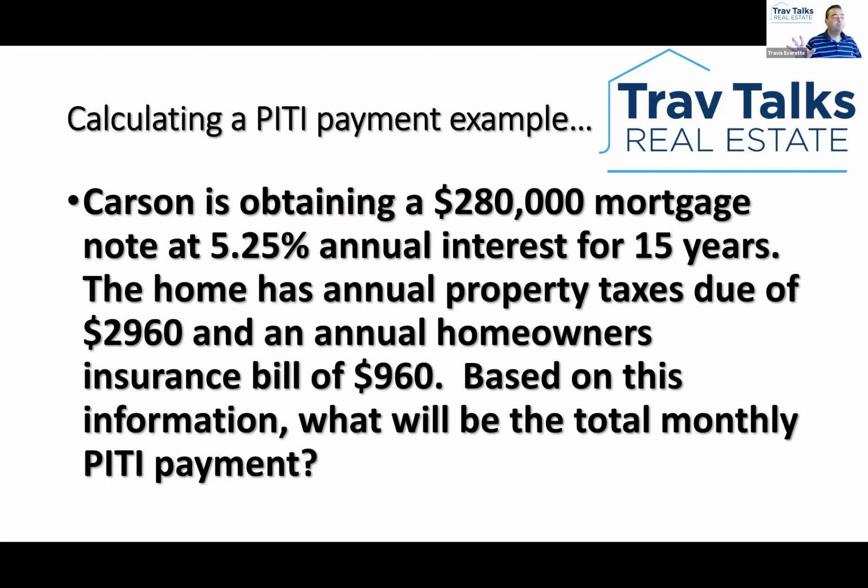So remember, the payment that the chart helps us come up with is only the PI portion of that payment. Does that make sense for everybody? So what we're going to have to do now is combine the chart, which gives us the PI portion, with the rest of this, the taxes and insurance portion.